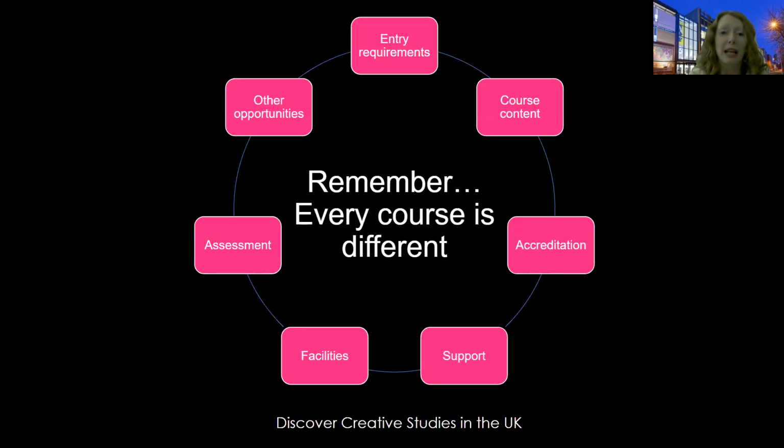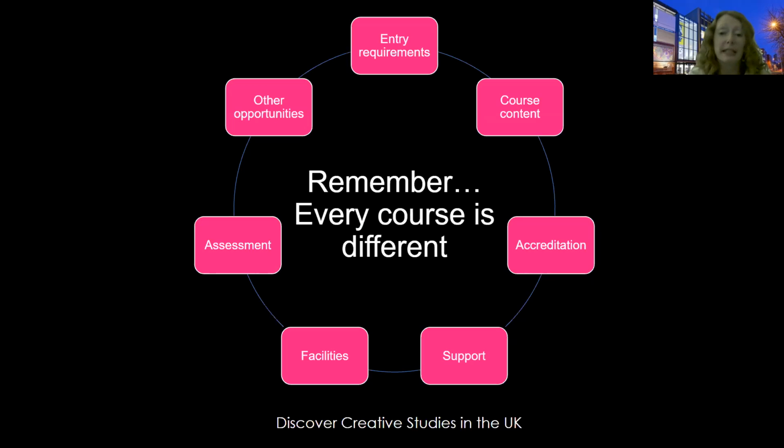Other opportunities available will, of course, depend on the campus location and what clubs and societies they can offer. The methods of assessment is something, again, that you might want to think about, what will suit you best. So, for example, do you prefer to be assessed through coursework, or do you prefer to sit exams? I know that I was definitely on the coursework side, and I managed to avoid exams entirely in my final year, which I was very pleased about.